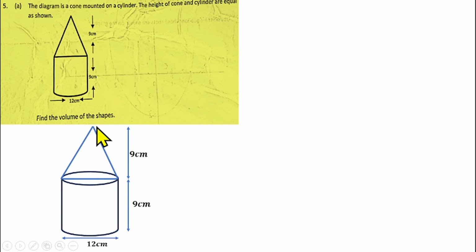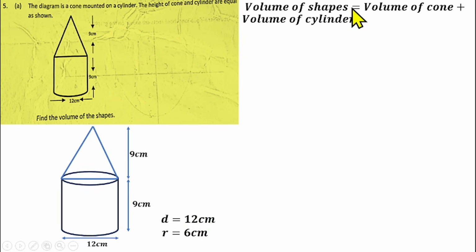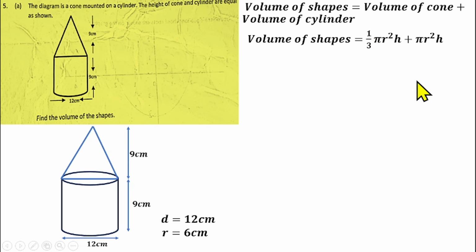So the volume of the whole shape will be volume of the cone plus the volume of the cylinder. We are given the diameter of the cylinder, which is the base of the cylinder, which is also the circular base of the cone, and from there you can get the radius. The diameter is 12, the radius will be 6, that is 12 divided by 2. So the volume of the shape will be volume of the cone plus volume of the cylinder. Volume of cone is 1/3 pi r square h, plus the volume of the cylinder is pi r square h.